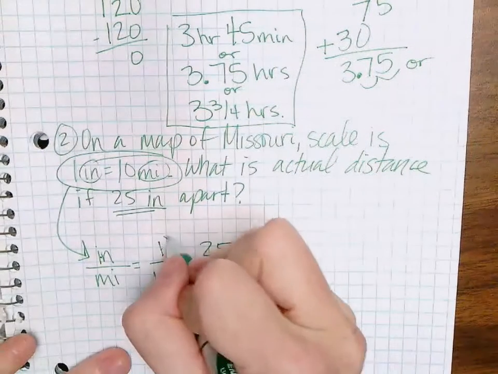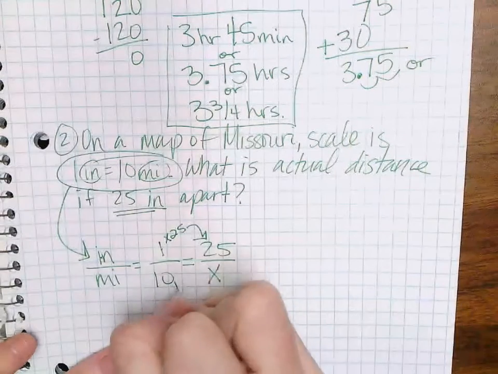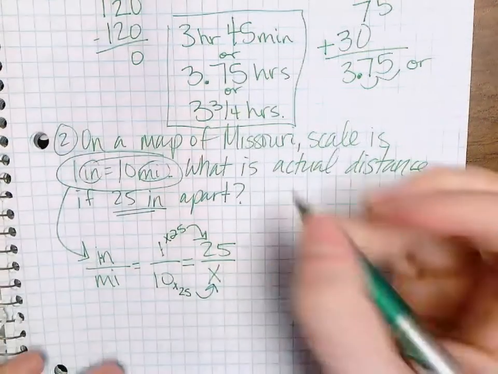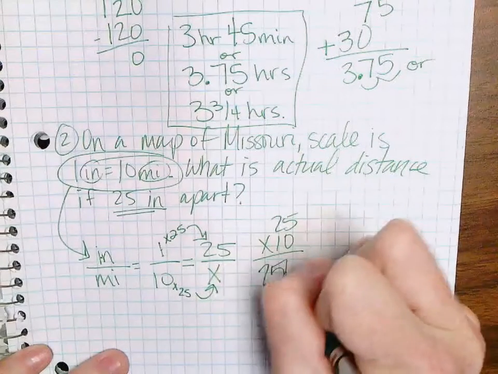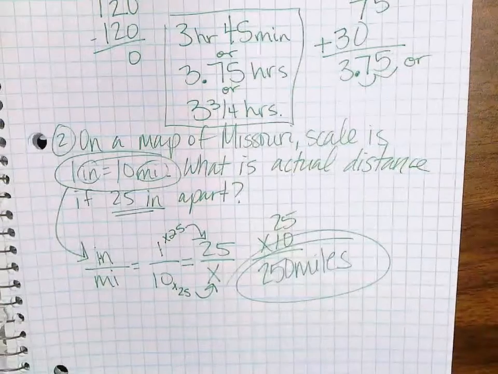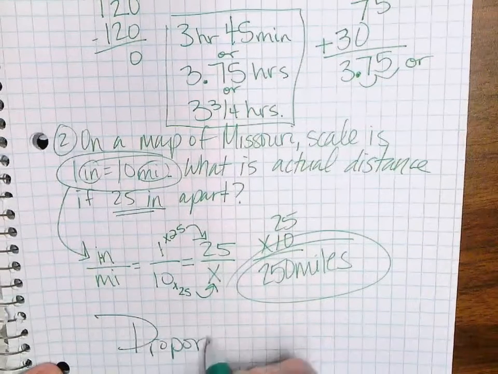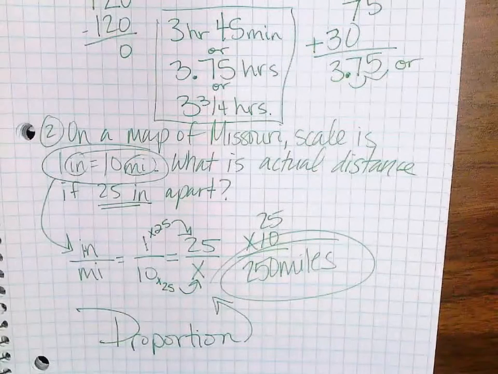So 1 times 25 is 25. So 10 times 25 is your X. So 25 times 10 is 250 miles. Okay? This is a proportion. This is what yours will look like. Okay? Make sure you take notes.